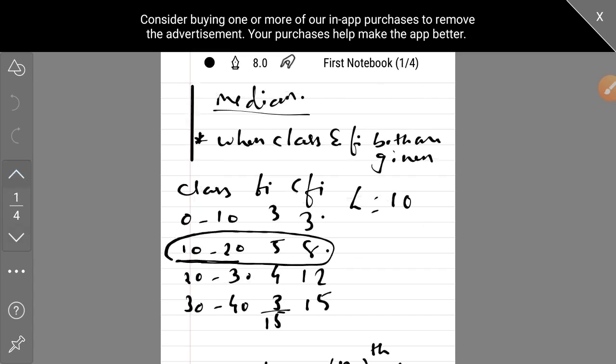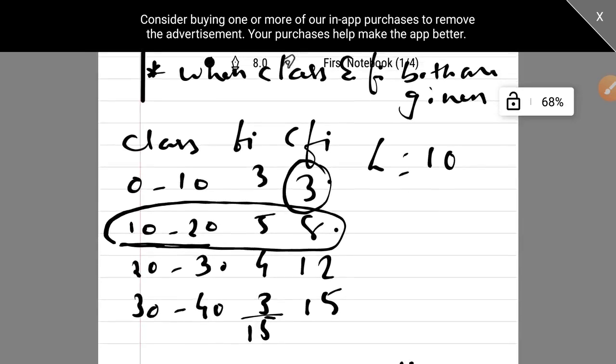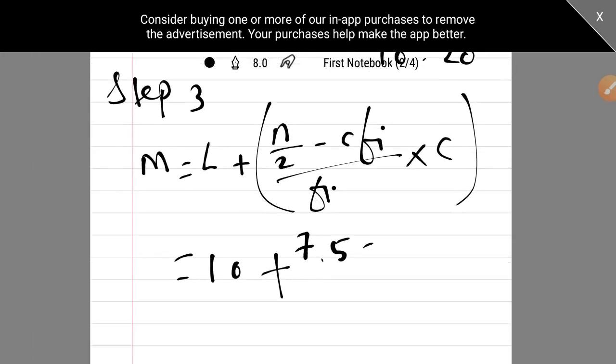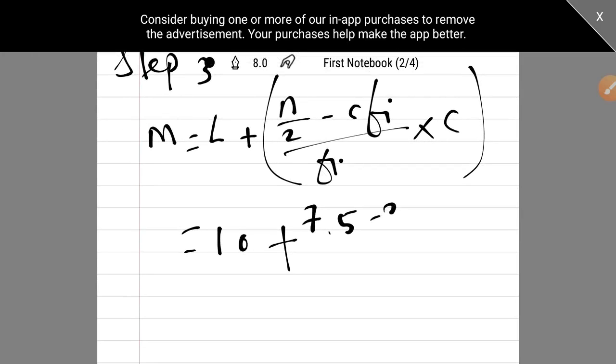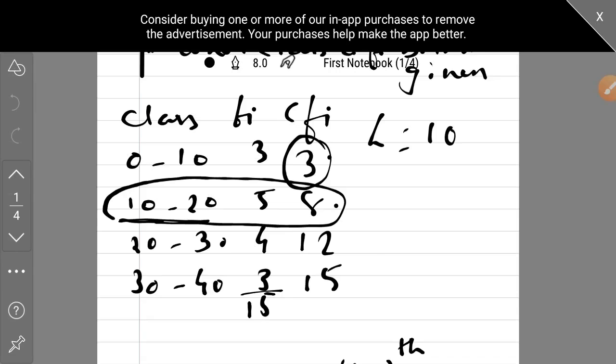What will be CA5 here? CA5 is the cumulative frequency of the previous class. So I'll be writing CA5 as 3. Yes, you can see it is 3.